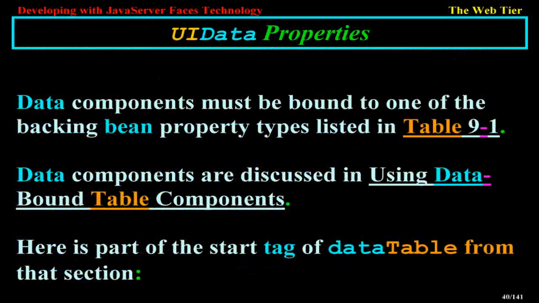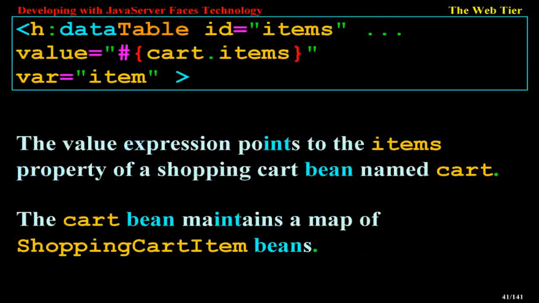Data properties. Data components must be bound to one of the backing bean property types listed in Table 9-1. Data components are discussed in Using Data-Bound Table Components. Here is part of the start tag of dataTable from that section: dataTable id="items" value="#{cart.items}" var="item". The value expression points to the items property of a shopping cart bean named cart.